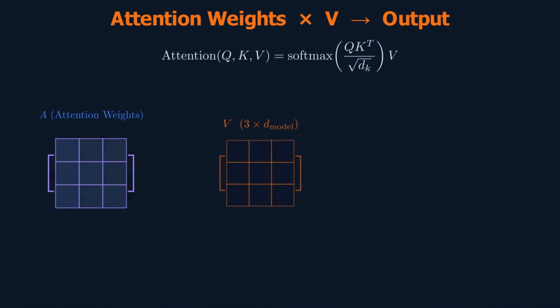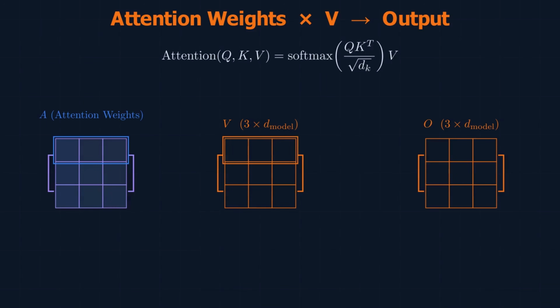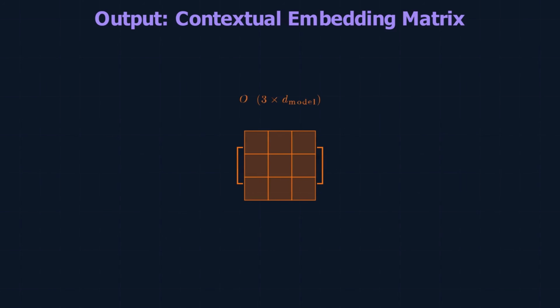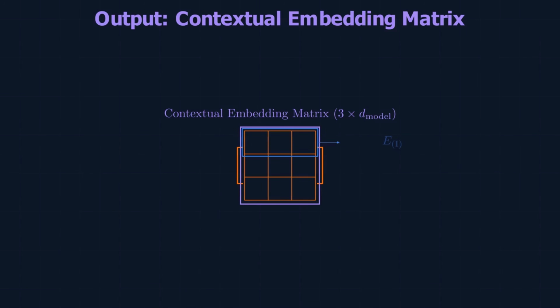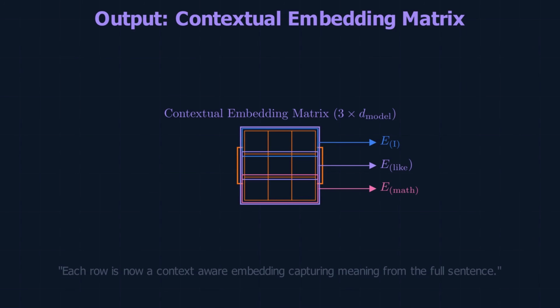The final process of the attention mechanism is to multiply the attention weights with the value vectors. Here we have the value matrix. The end result of this multiplication gives us an output matrix whose each row represents the contextual embedding of the given tokens. Here the first row is the contextual embedding of token I, the second is of token like, and the third is of token math. Now each embedding obtained is context aware and ready to use.